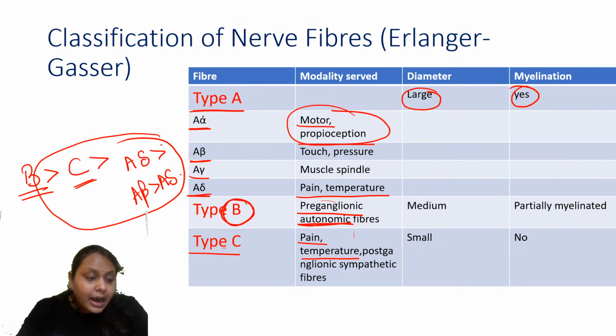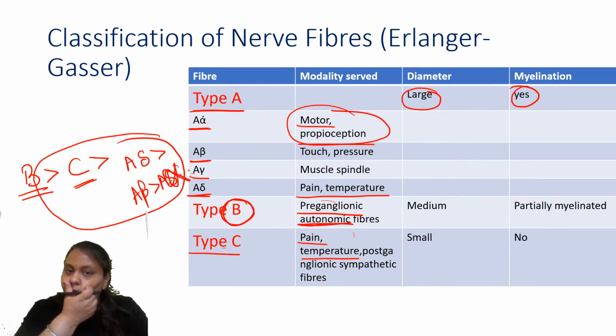I am asking you, in A also, sorry, A alpha. OK, it is BCA. Dr. Kunal, there is some confusion. OK, so it is B, C and then A, that is motor and proprioception.